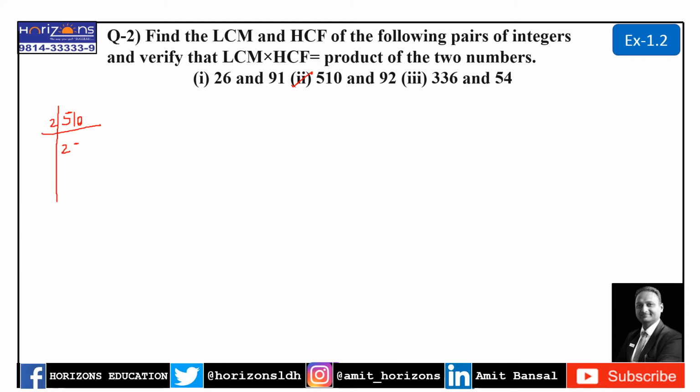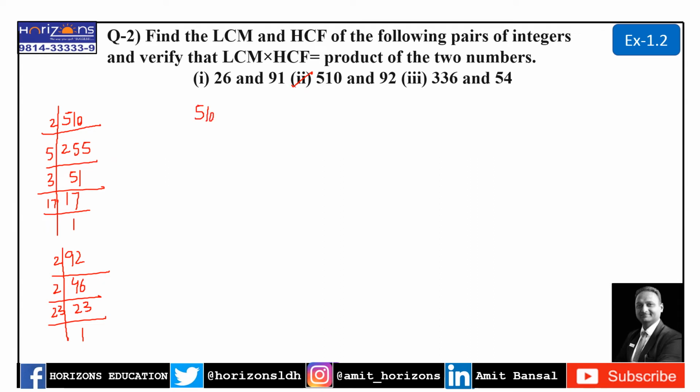2 into 255 is 510. 5 into 51 is 255. 3 into 17 is 51, right? And 17 ones are 17. For 92, 2 into 46 is 92. 2 into 23 is 46. And 23 being a prime number, it will be taken as such. So 510 can be represented as 2 into 3 into 5 into 17, and 92 can be represented as 2 into 2, that is 2 square, into 23.